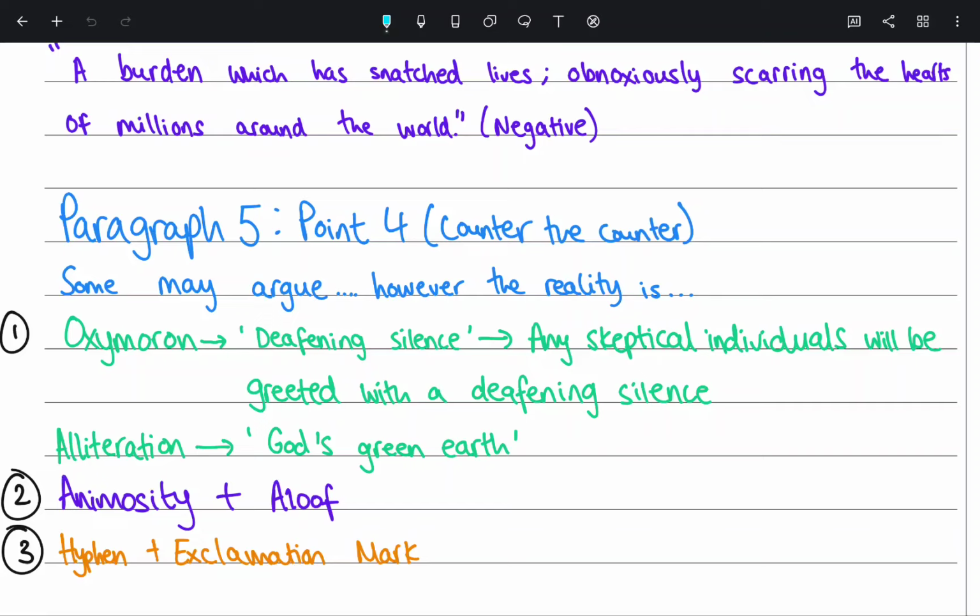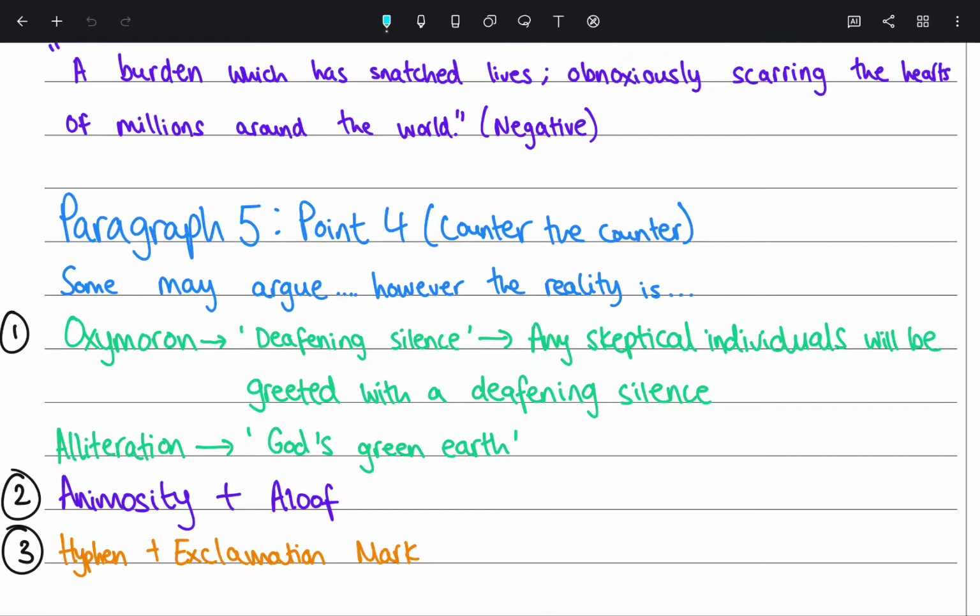Now, within that paragraph, you can still use language devices. I've recommended here an oxymoron and alliteration. So you can use deafening silence. So it's a generic phrase you can use and memorize and apply. Any skeptical individuals will be greeted with a deafening silence. So you're trying to prove a point, okay, and you're trying to show how confident you are with your point. So that would be a great way to emphasize what you are trying to address. And also you get marks for using oxymoron and alliteration. God's green earth, XYZ. So God's green earth, alliteration, easy, simple, moving on.